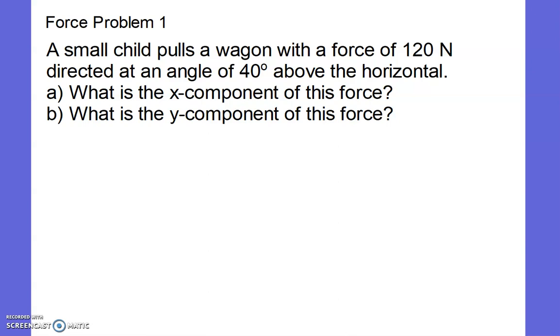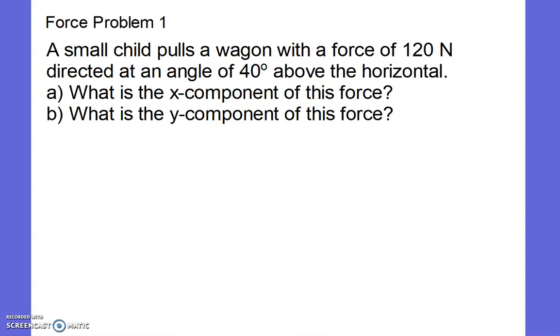In this problem, we're going to apply vector resolution to a force problem. A small child pulls a wagon with a force of 120 newtons directed at an angle of 40 degrees above the horizontal. We want to find the x component of this force and the y component of this force. So we're going to resolve it into its components, which is going to be helpful later when we're solving other types of force problems.